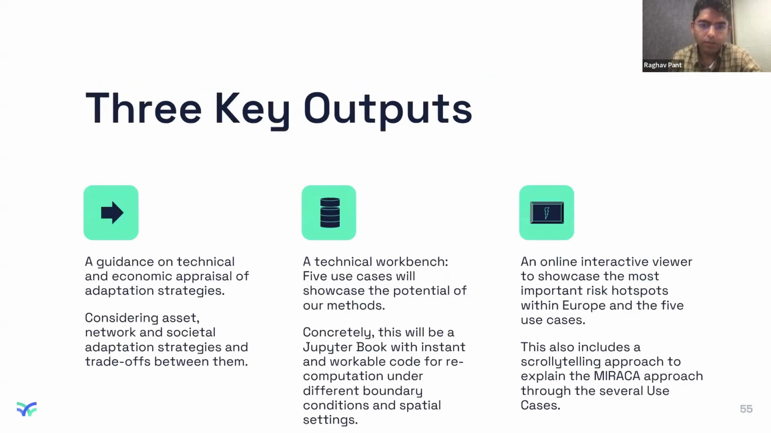And this goal and objective will finally result in 3 key outputs. One is to create a guidance on technical and economic appraisal of adaptation strategies. So considering what network adaptation strategies we can use for infrastructures and what are the trade-offs when we think about investing in one infrastructure at one location over the other because of limited budgets and limited resources.